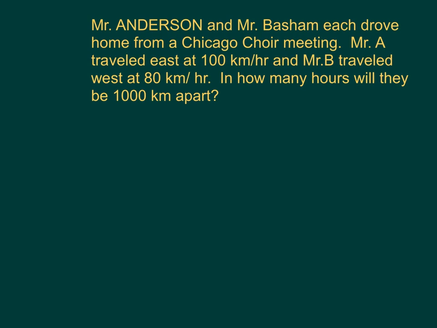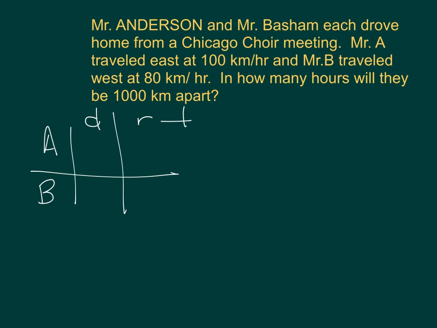Alright, so first of all, we've got Mr. A and we've got Mr. Basham. And we have distance, rate, and time. Mr. Anderson was going 100 kilometers per hour. Mr. Basham was going 80. They leave at the same time, so we know that's going to be each of these x. So Mr. Anderson's distance is 100x and Mr. Basham's distance is 80x.